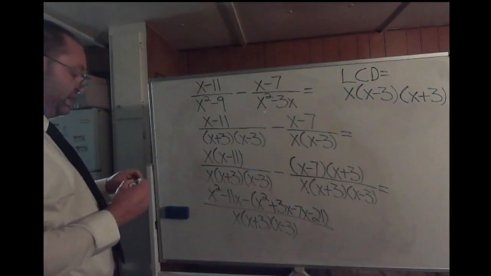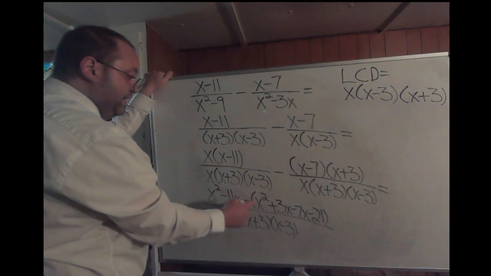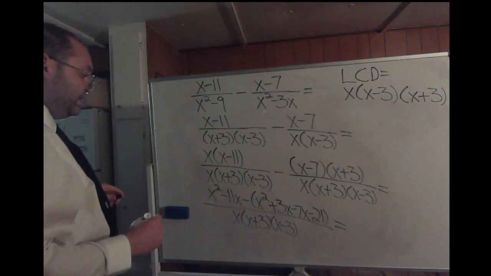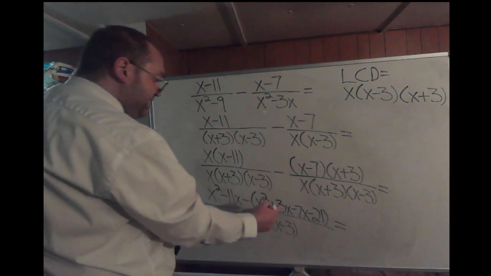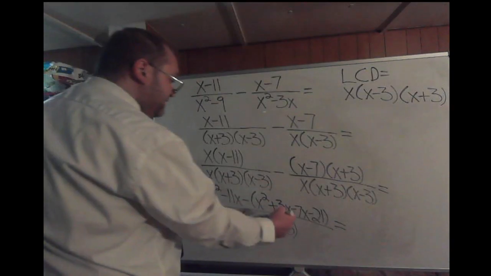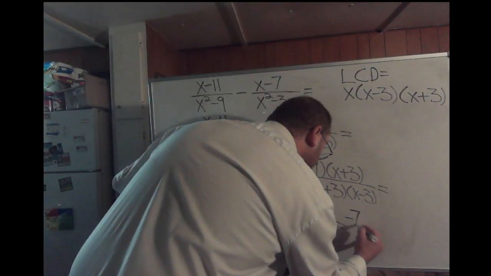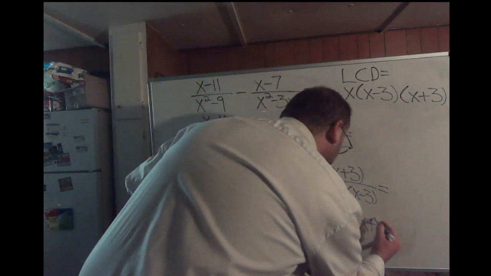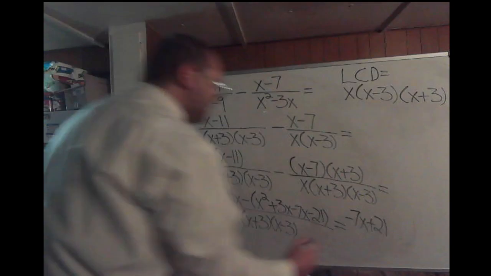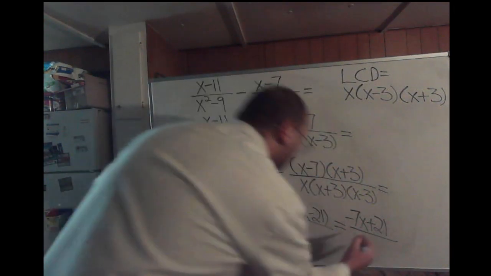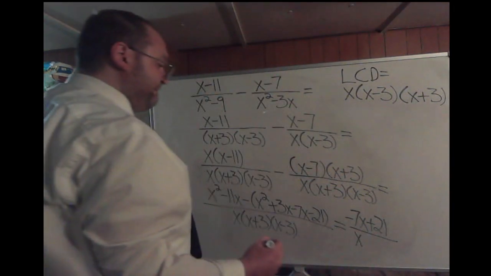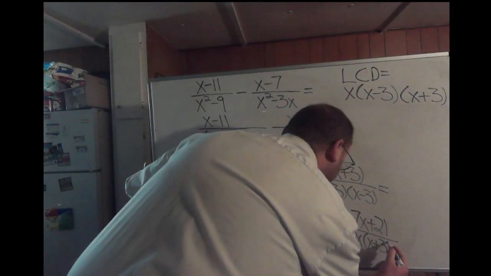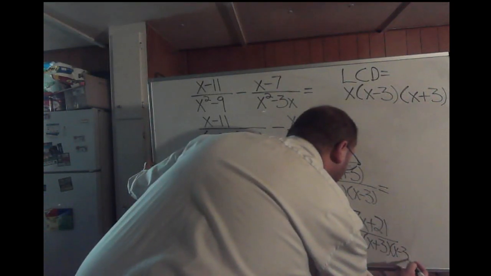Well, let's go ahead and do the math here. X squared minus x squared, the x squared's gone. We don't have a quadratic term anymore. Now we have negative 11x minus 3x, which is negative 14x, plus 7x, so that's negative 7x. Then we have a minus 21, that's actually plus 21, all over x times x plus 3 times x minus 3.